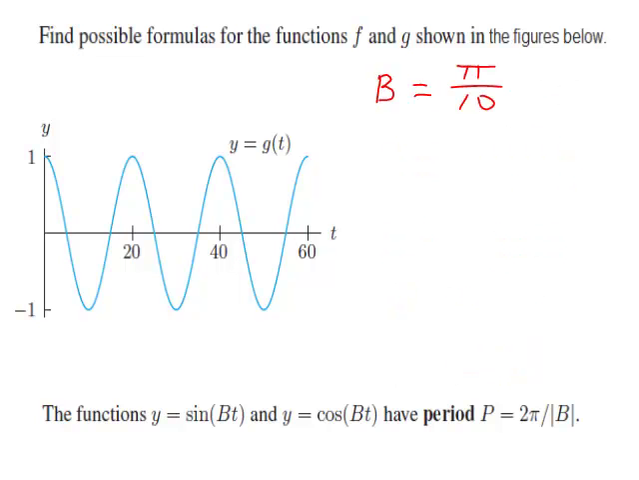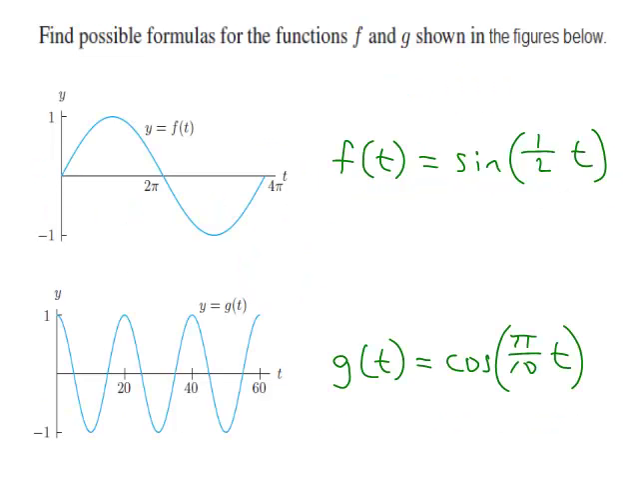And now we can go ahead and write a formula for g of t. It will be equal to the cosine, and inside the cosine we would have pi over 10, our value for b, times t.